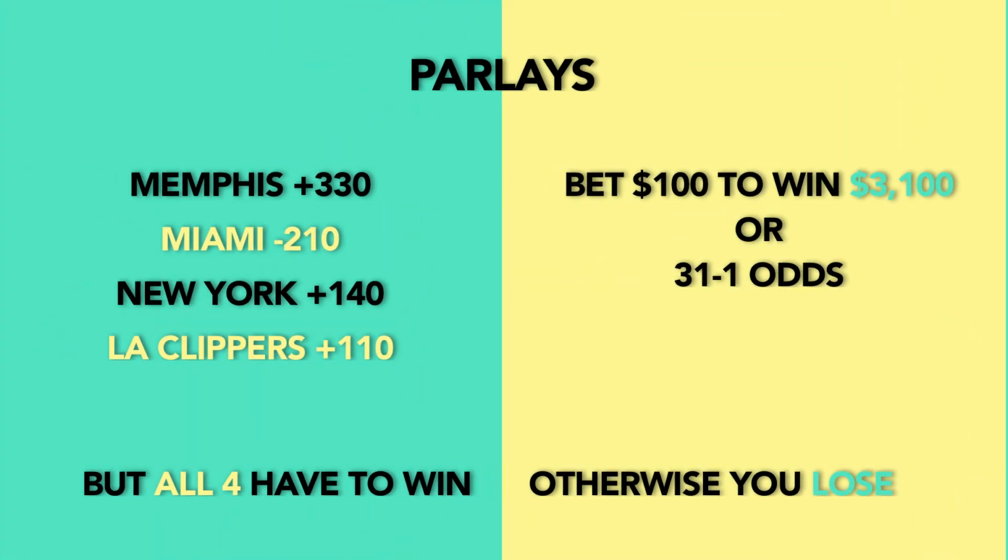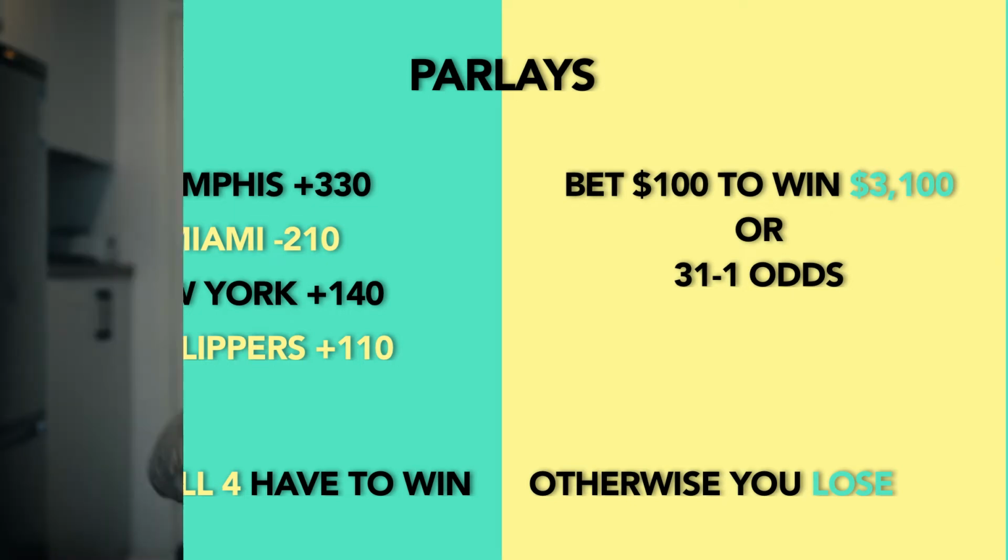Last type of bet are parlays. Parlays really are just a group of bets that all have to check off for you to win. Right? So it's like a large lottery ticket. So you might have Memphis plus 330, Miami minus 210, Knicks plus 140, and the Clippers plus 110, right? So all four have to hit in order for you to win your bet. It is a low risk, high reward situation, but parlays are really, really difficult to hit, especially in the NBA. So we might dabble in them a little bit, but for the most part, we will probably stick to money lines.